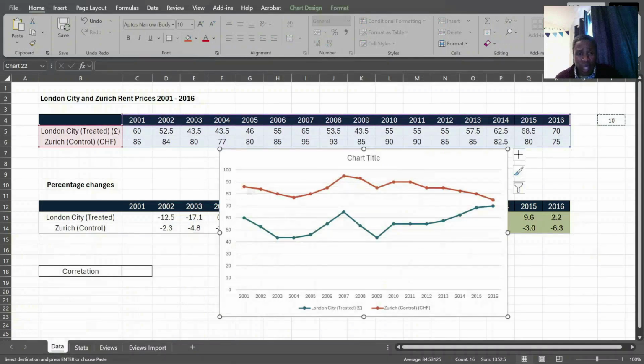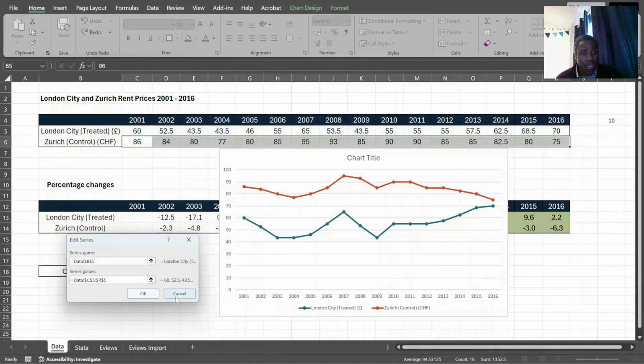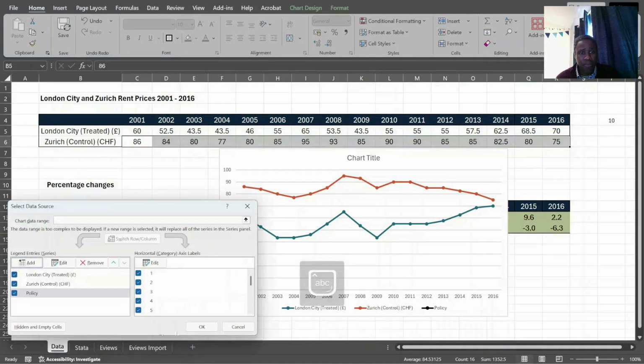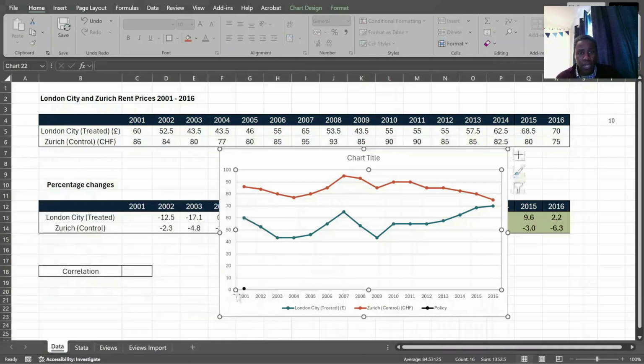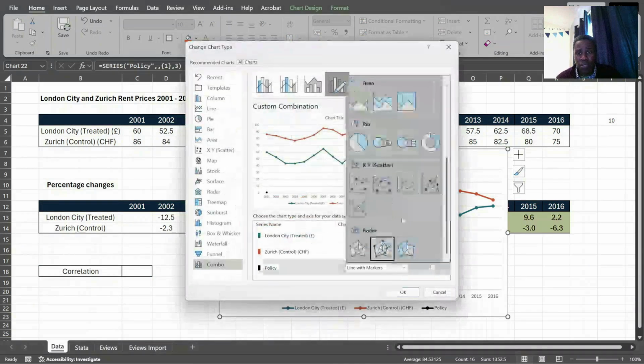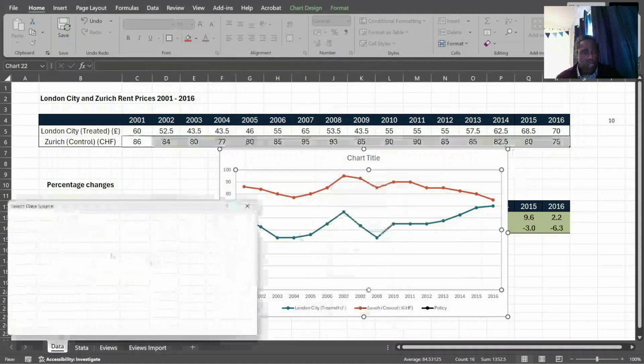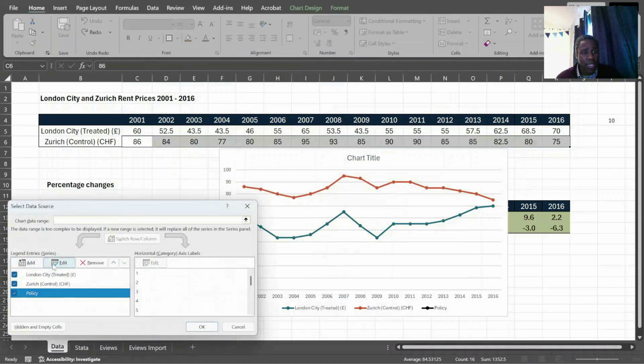So if we see here now, we can see the pre-trends analysis, very similar leading up to the implementation of the policy in 2010. I think it's probably just better also to put in a policy line. So I'm just going to do that very quickly. Let's just add a policy line here. We'll call it policy. Just going to change the chart type slightly so this can be seen properly. Just bear with me a second. Let's go back and select data. So we're just going to add this now.